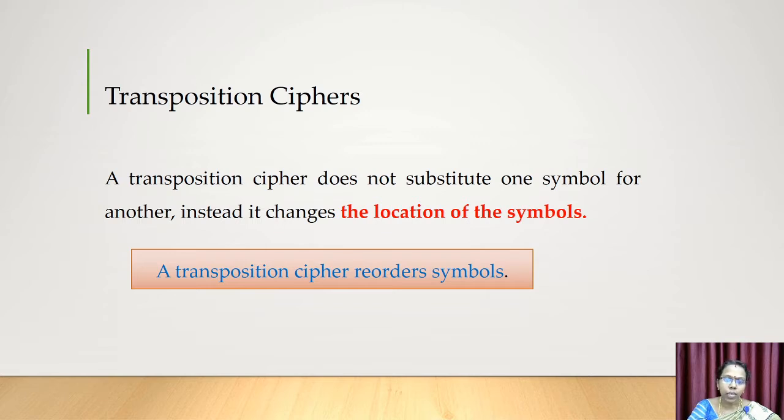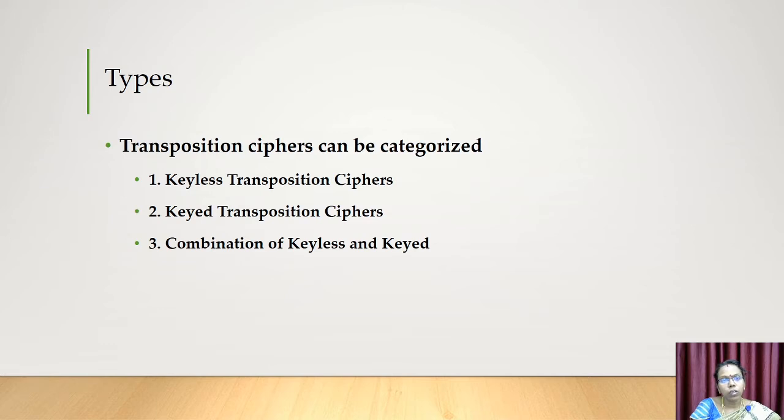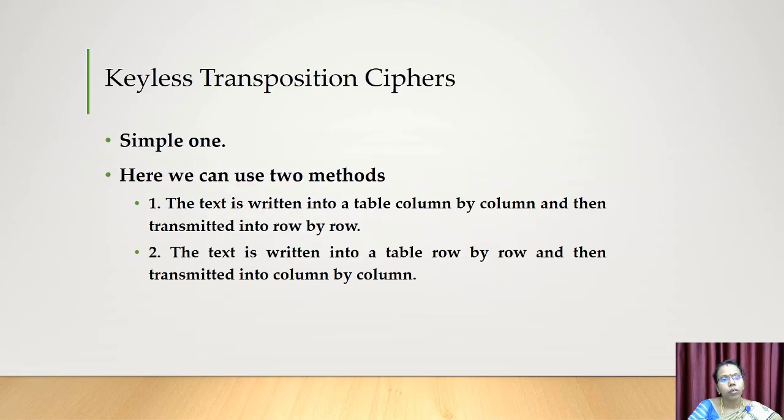That is, in the plain text, the character in the first position will be replaced into the 10th position of the cipher text. Similarly, the character in the 8th position of the plain text may come to the second position in the cipher text. So what is a transposition cipher? It reorders the symbols in the plain text. The types of transposition ciphers are: keyless transposition ciphers, keyed transposition ciphers, and a combination of keyless and keyed. First, keyless transposition ciphers are the simplest one.